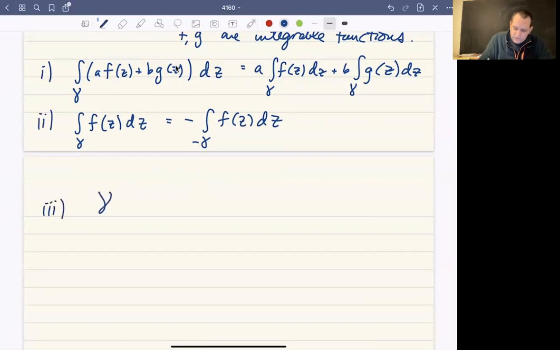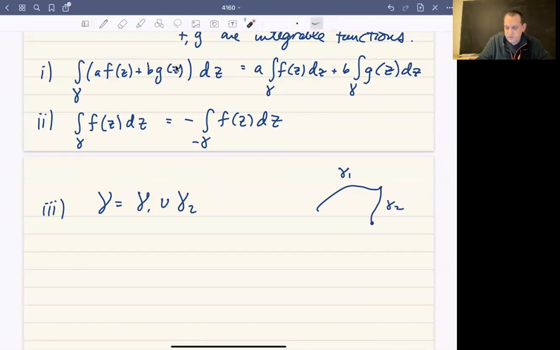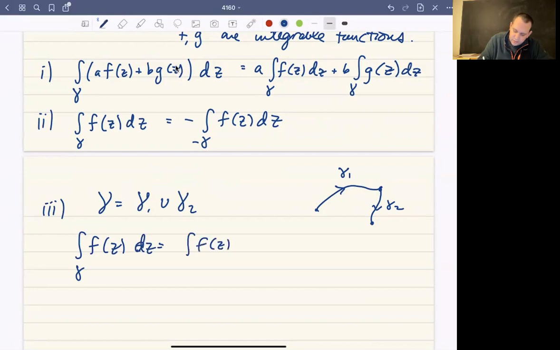is also an idea that we've seen before. If I have a union of two paths, so remember this means that you have some path gamma 1 and then another path gamma 2, and then gamma refers to this entire curve. So you can think of it as kind of a piecewise function. But the point here is that as long as gamma 2 starts where gamma 1 ends, then the integral of a function over gamma is going to be the integral of this function over gamma 1 plus the integral over gamma 2.